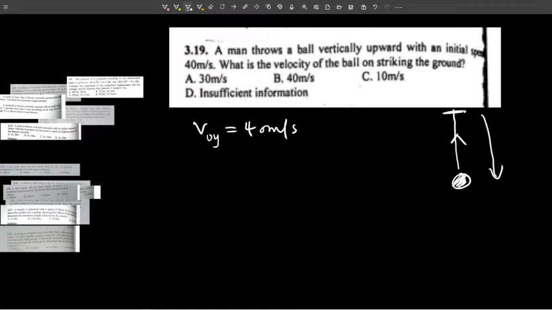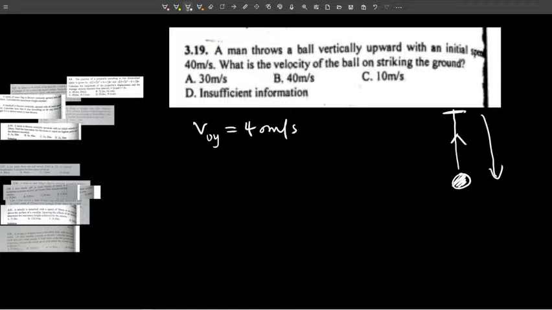Do you want to try this? Will anyone try it here, or should I just solve? If you want to try, just signify. Nobody wants to try it. Okay, if nobody wants to try, let me just save our time and solve.